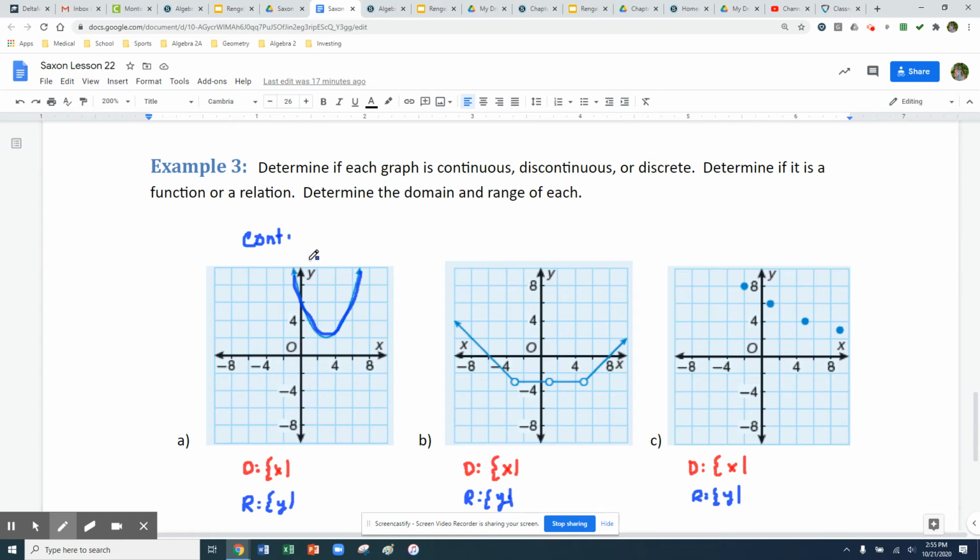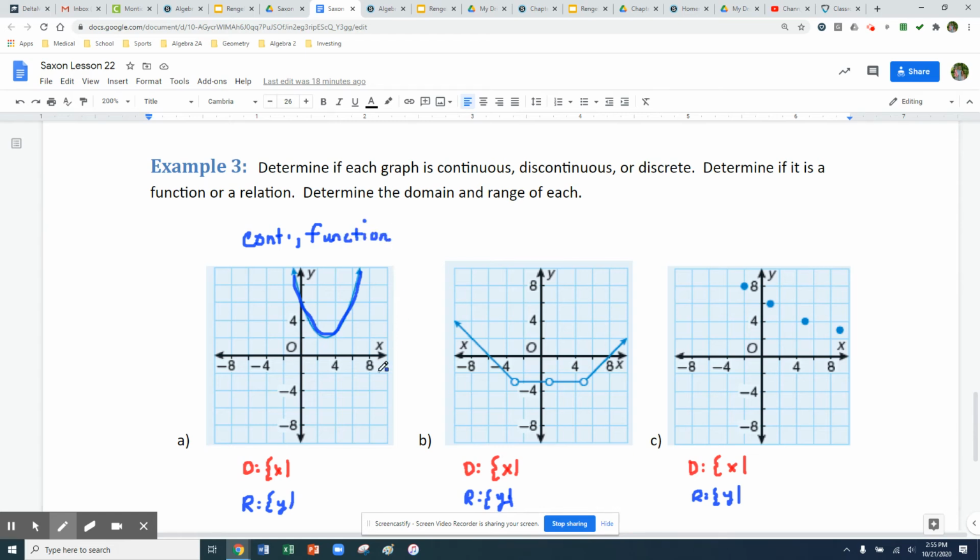Next, I can look at, does it pass the vertical line test? When I think of a vertical line passing through, which I don't have a tool for, as a vertical line passes through, it's always hitting one point. So that second question, is it a function? Yes, it's a function.